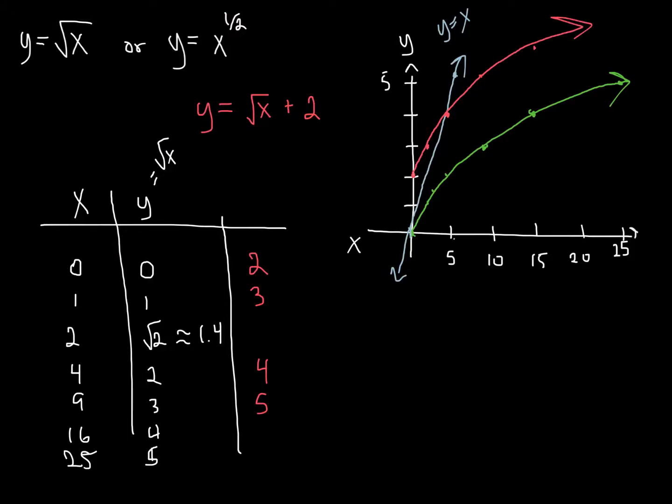And so I can see what happened to my original parent function, right? This is the parent function. It's the most basic of square root functions, right? And, well, every point was increased by 2. So I would say, right, what happened to my parent function to create this new function? Well, I translated it vertically 2 units, right?